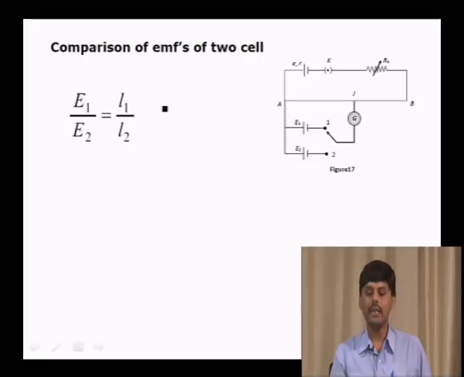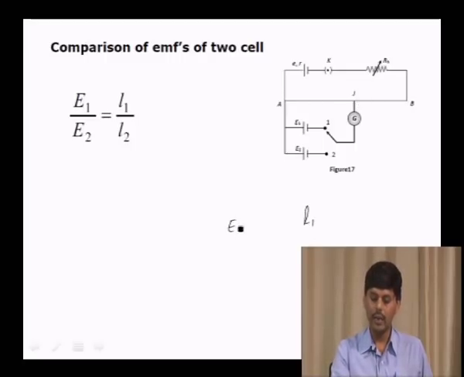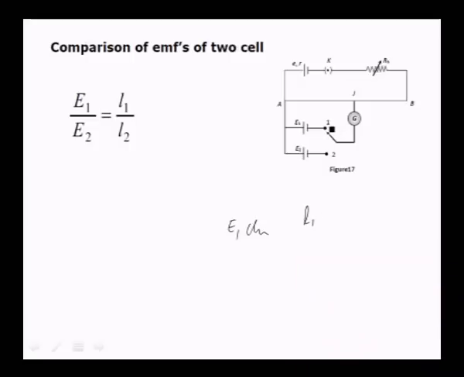Similarly, to compare the EMFs of two cells using the potentiometer, say for example, this is the arrangement. First you close key 1 and find the balancing length, that is L1. When E1 is connected, the balancing length is L1. Remove the key and place it at 2. Then measure the balancing length, that is L2. Take the ratio of these two: E1/E2 = L1/L2, because E is directly proportional to L, E = some constant times L. This is a constant for a given potentiometer.